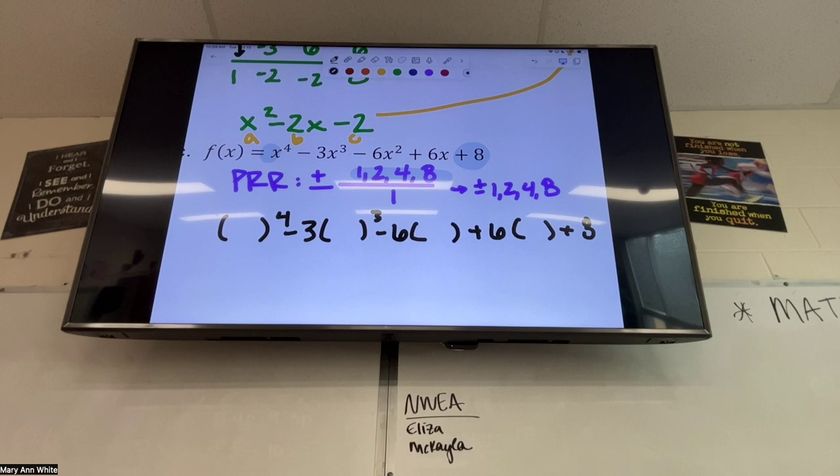Okay, let's start with 1. 1 to the 4th is 1. 1 to the 3rd is 1 times -3 is -3. Oh, that should be a squared. 1 squared is 1. 2 times -6 is -6. 6 times 1 is 6. Plus 8. Will that equal 0? No.